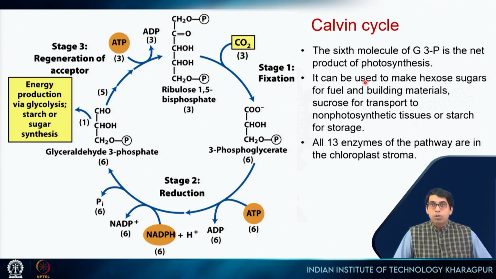So, this can be used to make hexose sugar for fuel and building materials, such as sucrose for transport to non-photosynthetic tissues or starch for storage. So, this one glyceraldehyde 3-phosphate can be used for these purposes. Now, all the 13 enzymes which are involved in this pathway are in the chloroplast stroma. So, this cycle takes place in the stroma of the chloroplast.